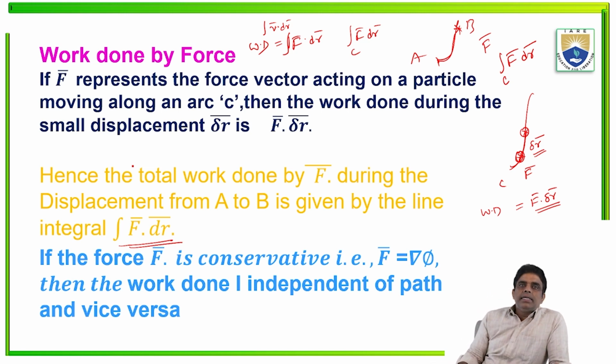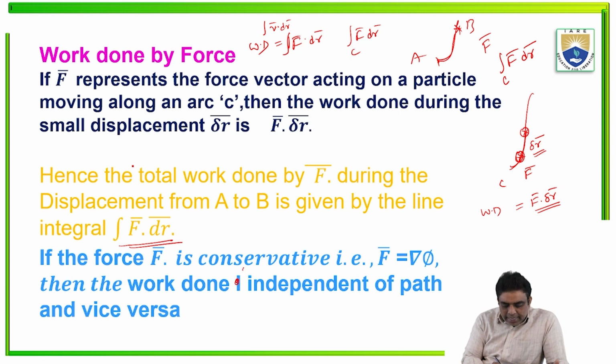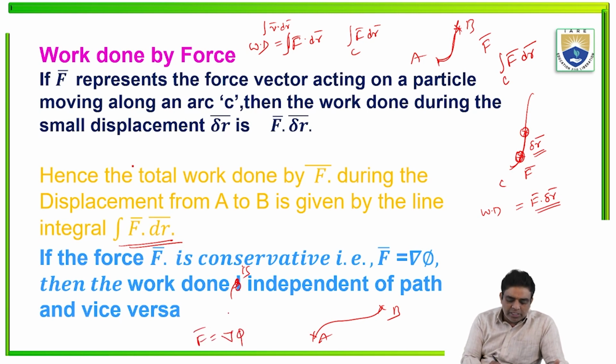And another thing here is if the force vector F bar is conservative, that is F bar is equal to grad phi, then the work done is independent of path and vice versa. Suppose you want to move a particle from A to B, and suppose there exists a scalar potential phi such that F bar is equal to grad phi, then the field is said to be a conservative vector field.